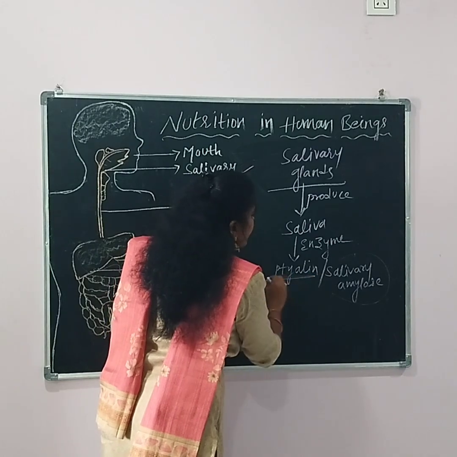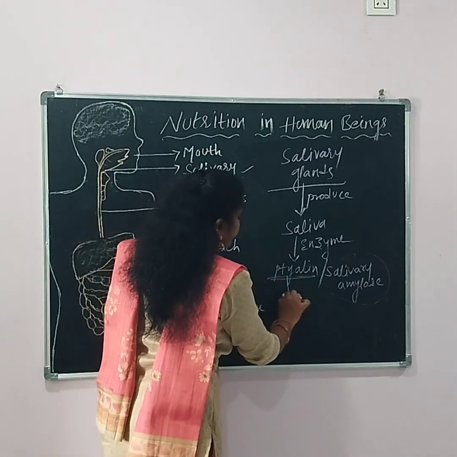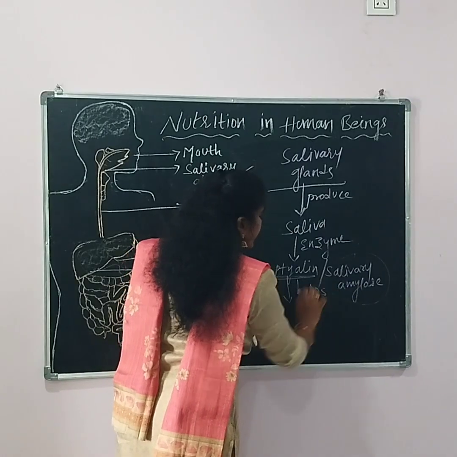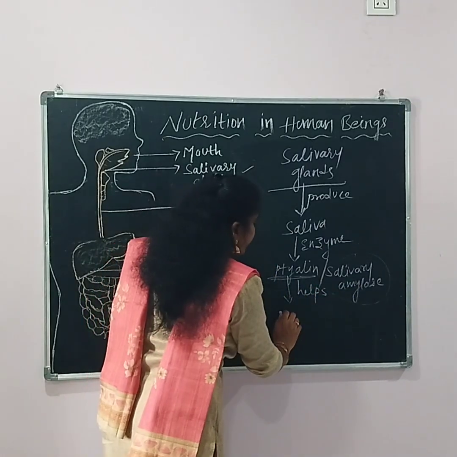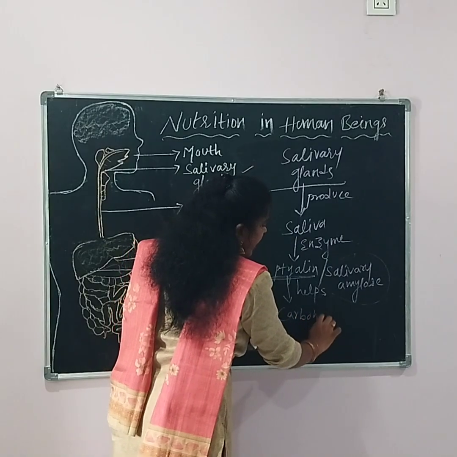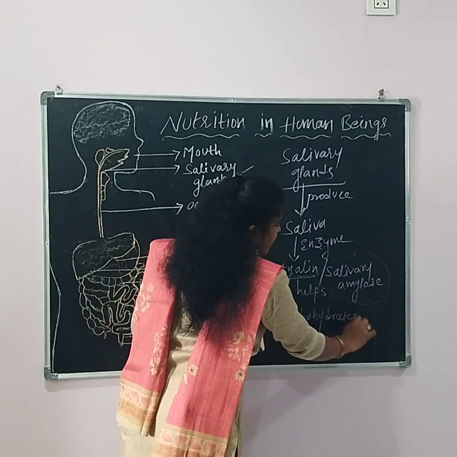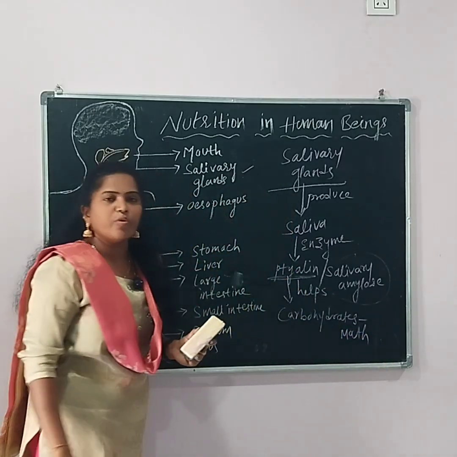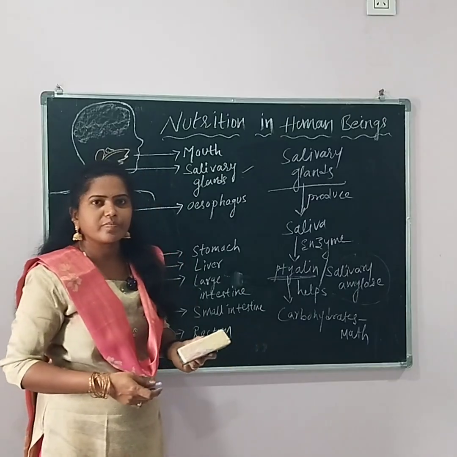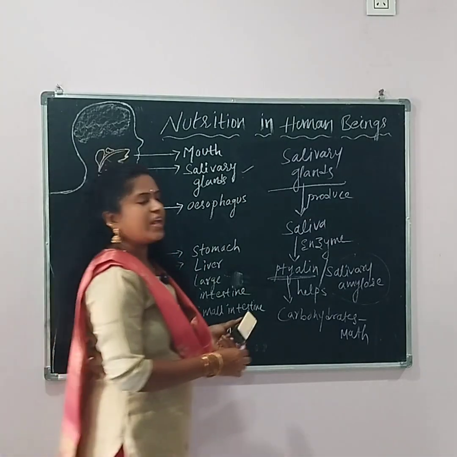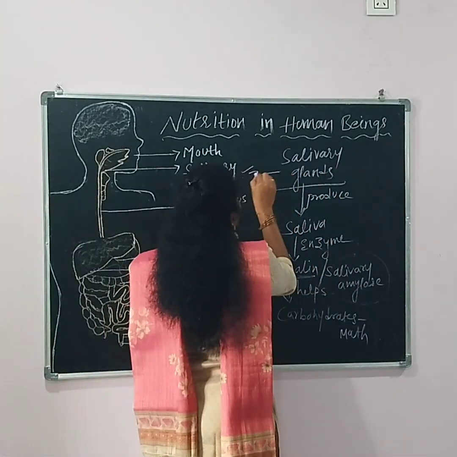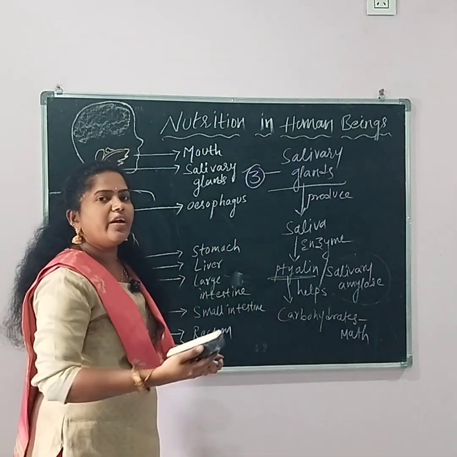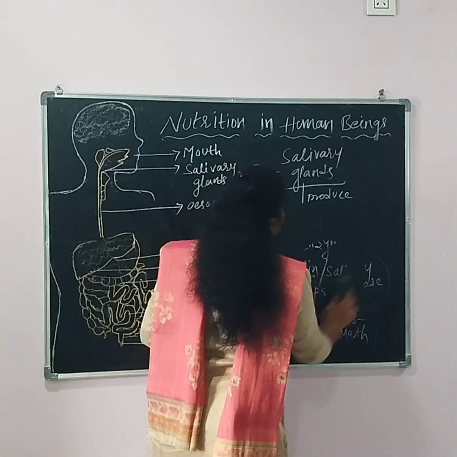This enzyme, salivary amylase or ptyalin, helps break down the carbohydrates in the mouth. And how many pairs of salivary glands are present? Three pairs of salivary glands are present. What are they? And where is the location of the salivary glands?